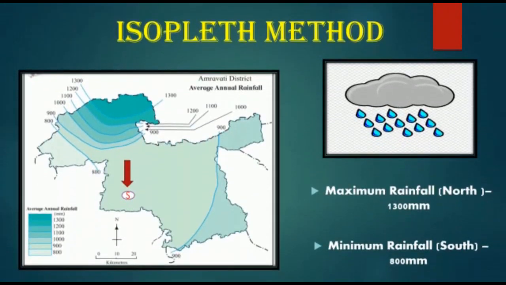Let us understand the map. Here we have Amravati district average annual rainfall. The rainfall is maximum in the northern part of this map. It is around 1300 millimeter. Rainfall decreases from north to south. The lowest value of the rainfall is 800 millimeter.